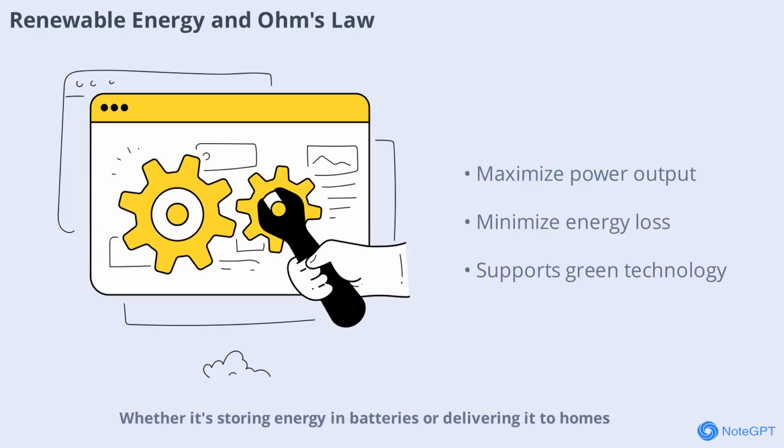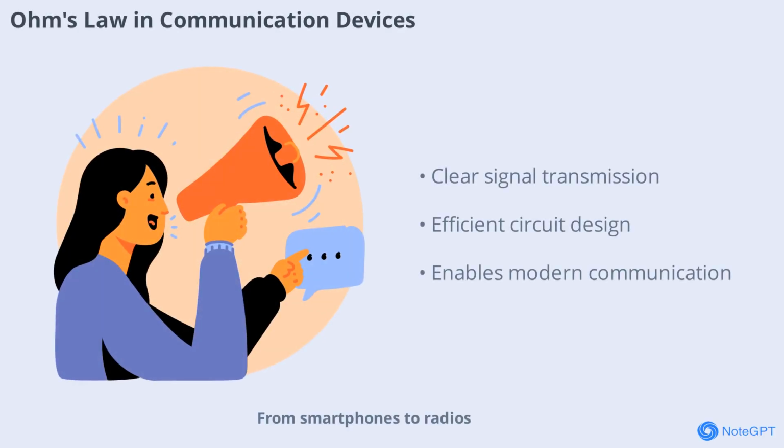Whether it's storing energy in batteries or delivering it to homes, Ohm's law ensures that renewable energy is safe and effective. From smartphones to radios, communication devices rely on precise electrical circuits. Ohm's law helps engineers design circuits that transmit signals clearly and efficiently. By controlling voltage and current, devices can send and receive information without interference, making modern communication possible.